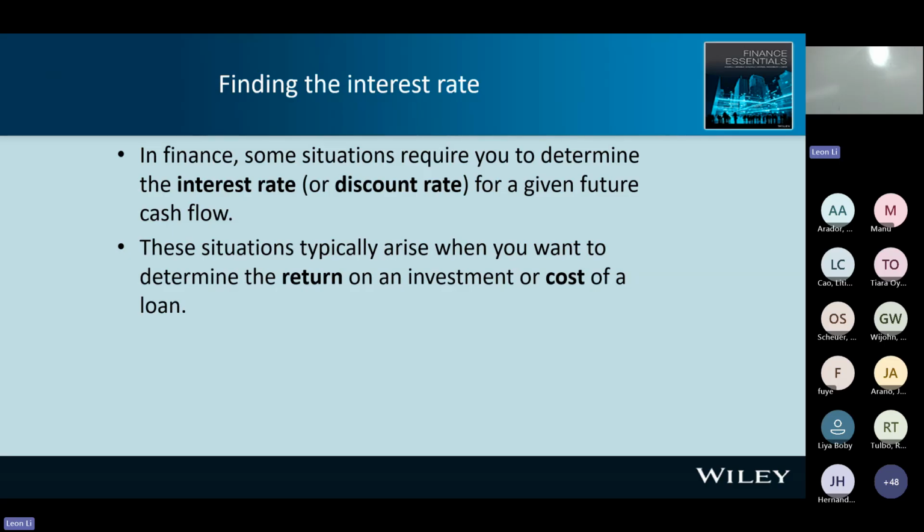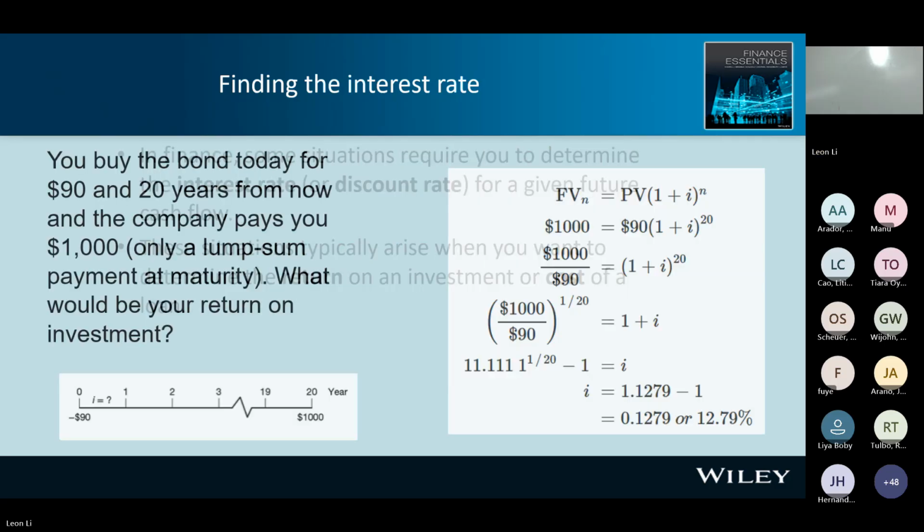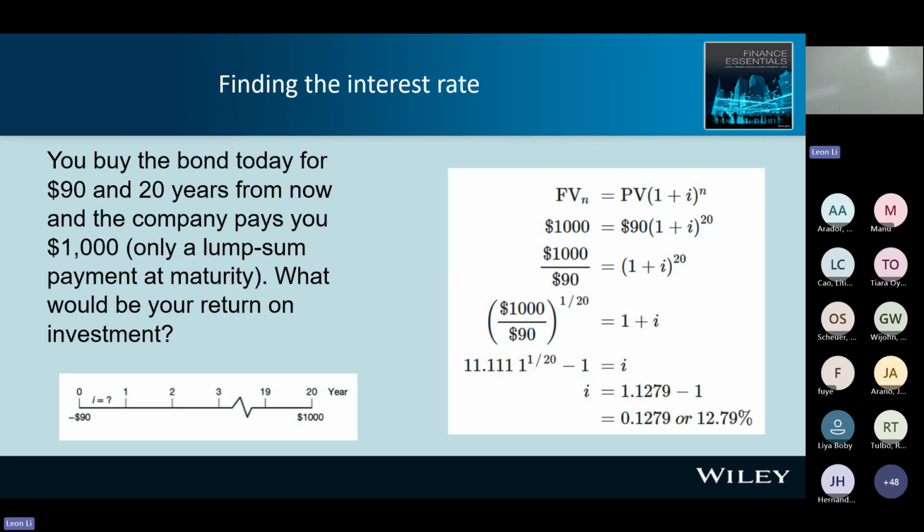All right. So now we would like to find the interest rate. So we give you a few examples. This is our example 1. You buy a bond today for $90. And 20 years from now, the company will pay you $1,000, only a lump sum payment at maturity. What would be your return on the investment?